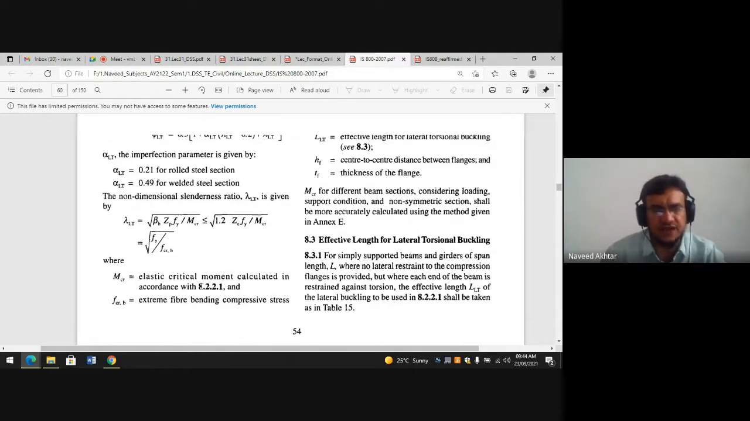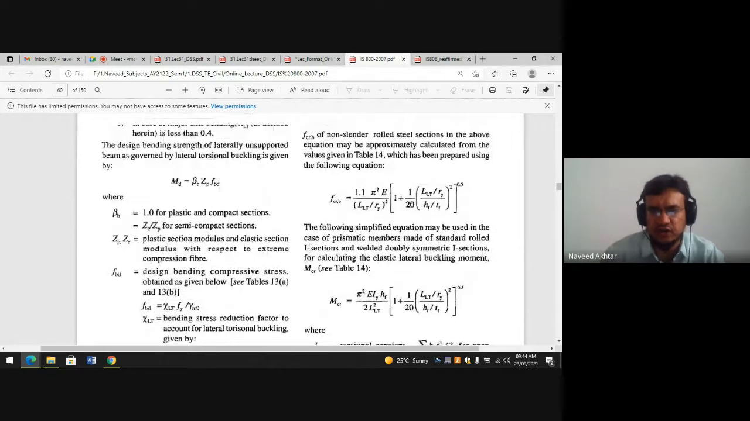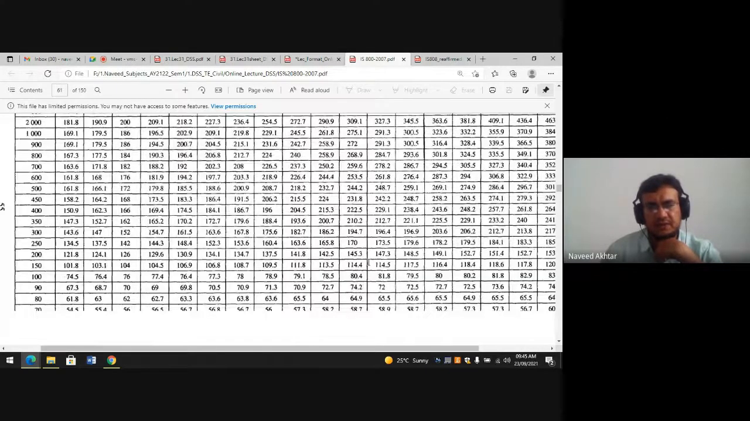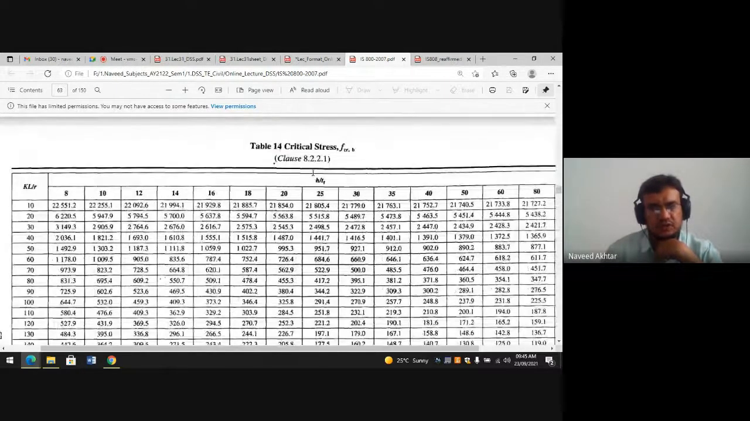FCRB, the extreme fiber bending compressive stress, you can find from the table, or by putting in this value: 1.125 pi square E upon lambda LT squared, times the square root of 1 plus 1 by 20 times (LT by RY divided by HF by TF) squared. So it depends on the HF by TF value also. You can use this empirical equation to find FCRB, or directly use table number 14. From this table you can find FCRB. So I will use this table.